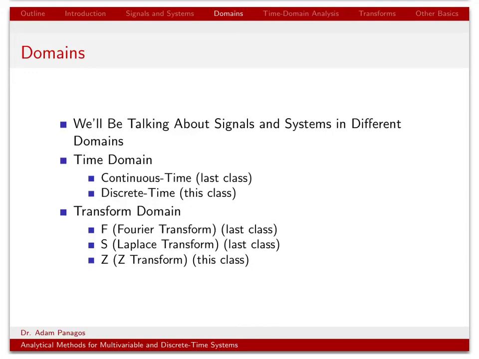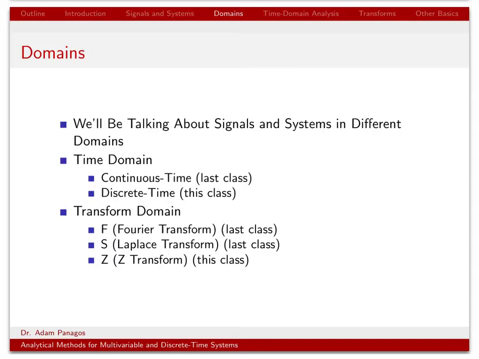We'll be talking about signals and systems in a variety of different domains this semester. In terms of time domain representation, in previous classes you talked about signals and systems in the continuous time domain. So this is the x of t, h of t with the parentheses notation that we were just talking about. In this class we'll talk about signals and systems in the discrete time domain. This is the bracket notation, x[n], h[n] notation that we've been talking about.